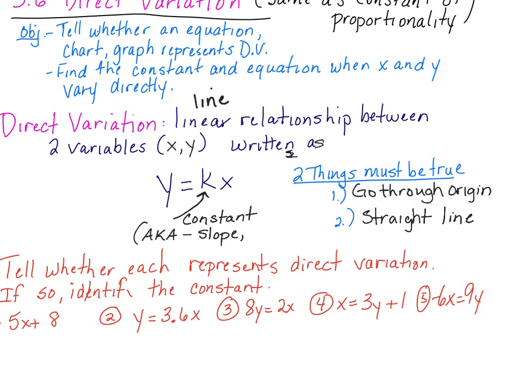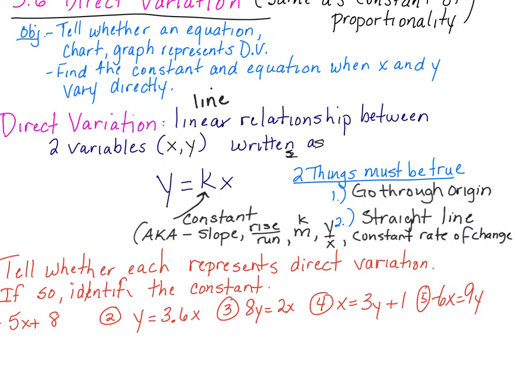Give me other words for slope that we've gone over about a million times. Give me some other words that mean slope, Kobe. Rise over run. The letter M. M, yep. What else? And now M is going to be K. So M and K are the same thing here. And you got to know that one. Y over X. Constant rate of change. Change in Y over change in X.